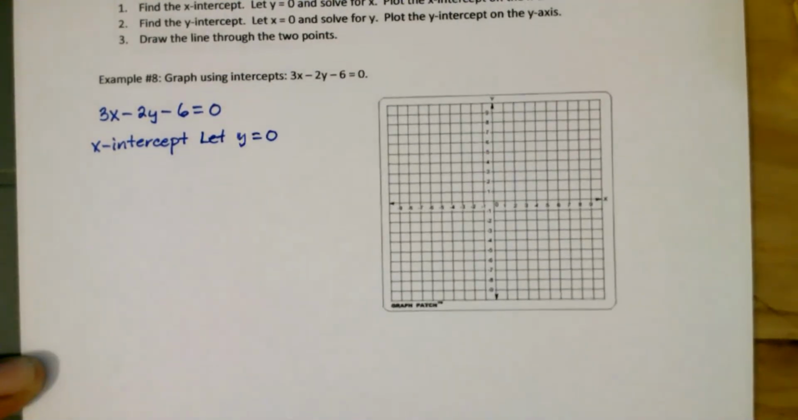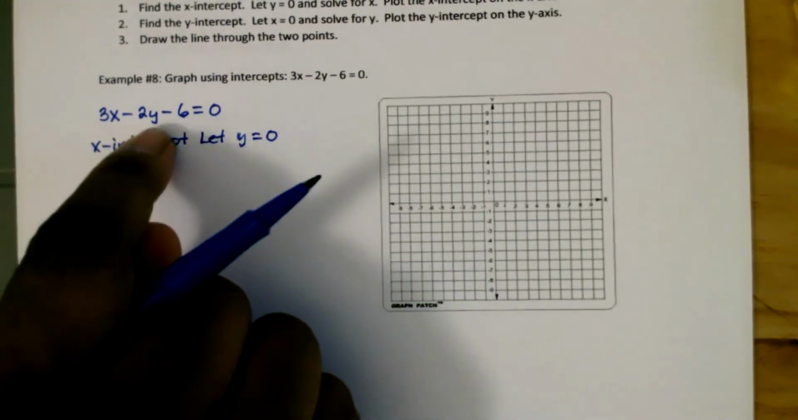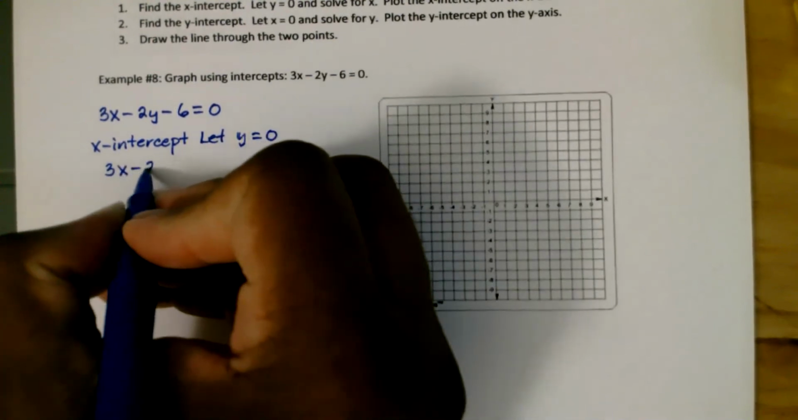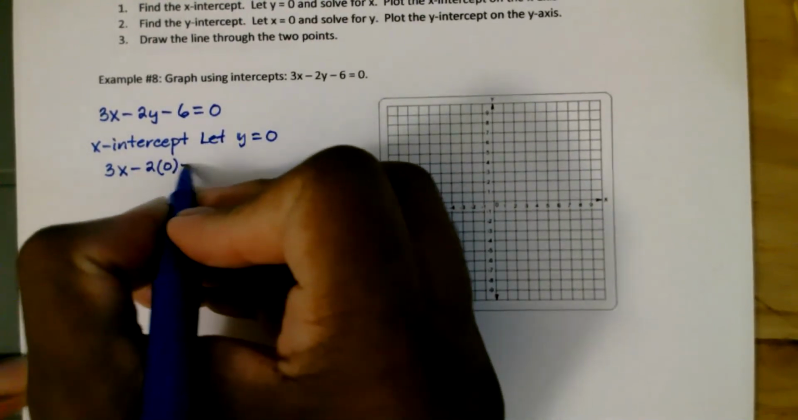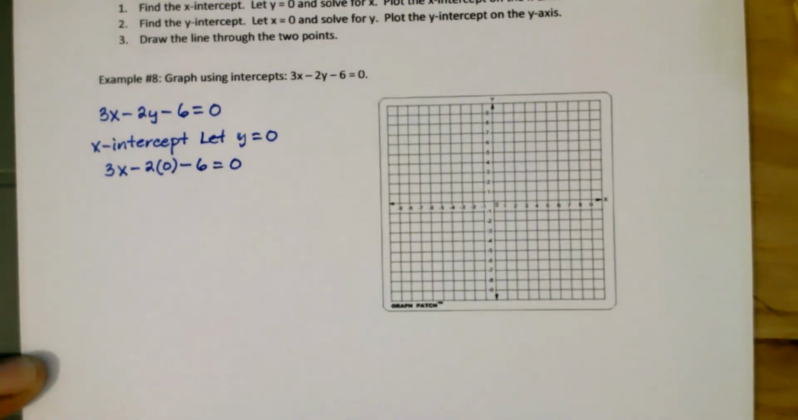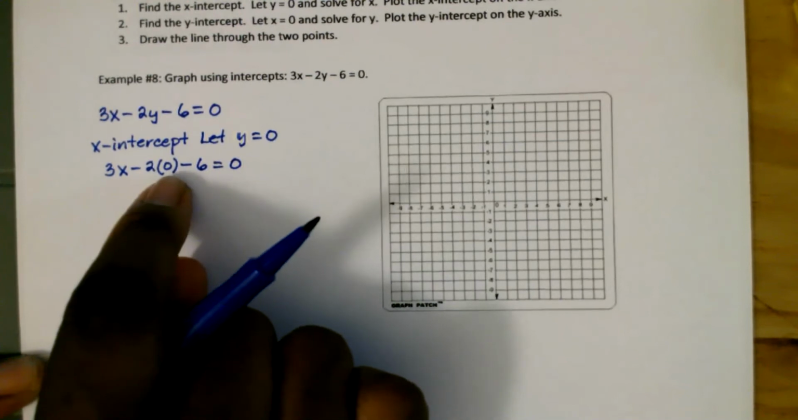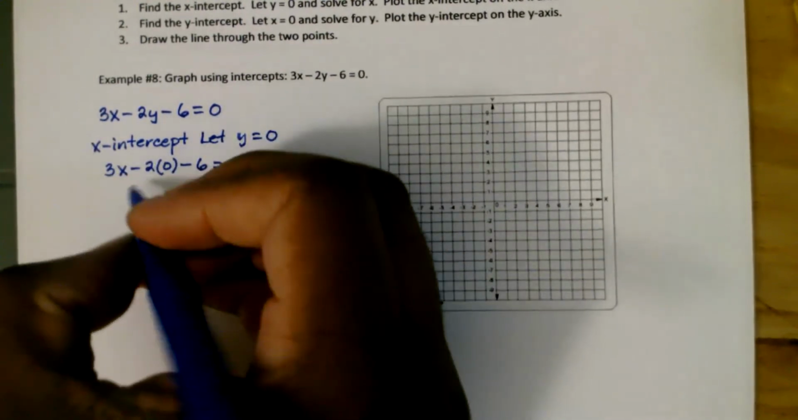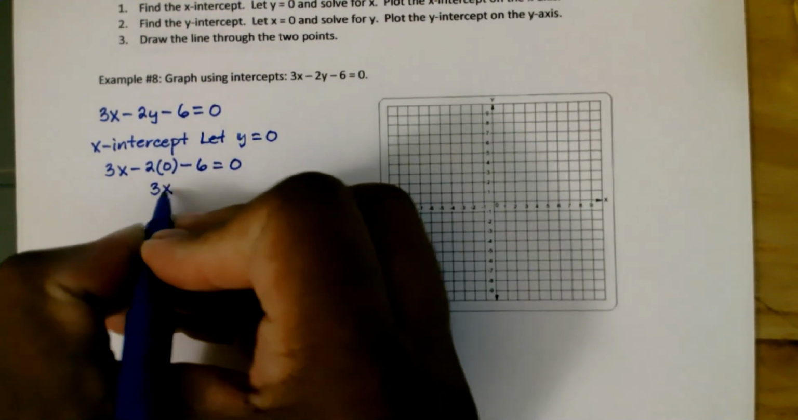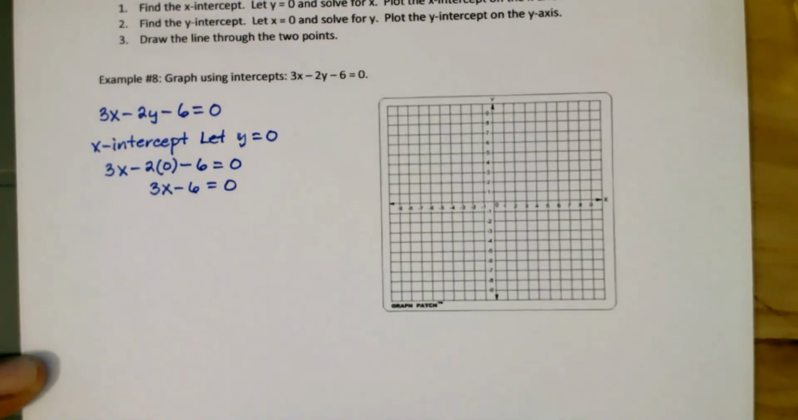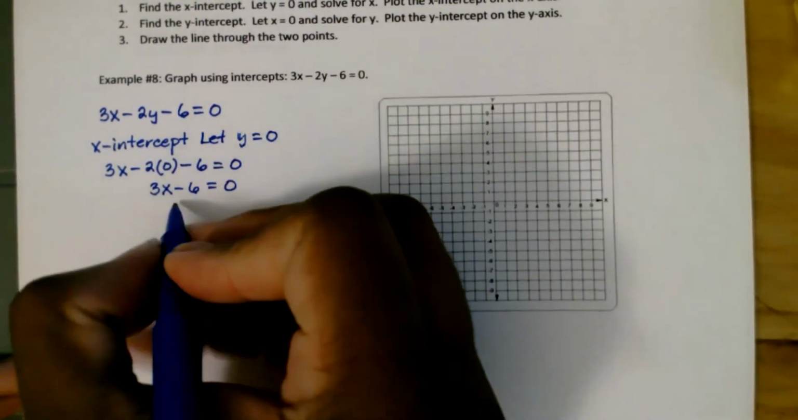You're letting y equal 0, and then you're going to solve for x. So in this equation, I'm going to substitute the y with 0. So this will be 3x minus 2 times y, which will be 0, minus 6 equal to 0. Now, when I do 2 times 0, that's going to give me 0 here. So I'll be left with 3x minus 6 equal to 0.